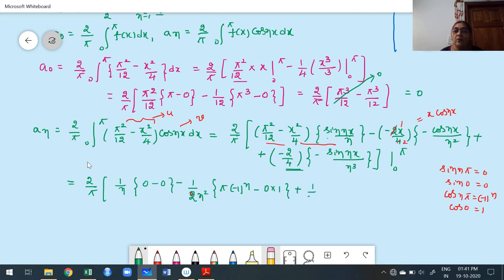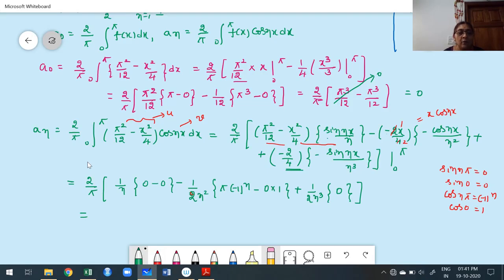1 by 2n cube is a constant, and it is not necessary to apply the limit because sin n pi is 0 and sin 0 is 0, therefore the entire term must be 0. Okay, this is the easiest way to find the value at the upper and lower limit. Except this term, every term must be 0. What we get actually? This 2 is cancelled with this 2. What's the remaining? And also pi.